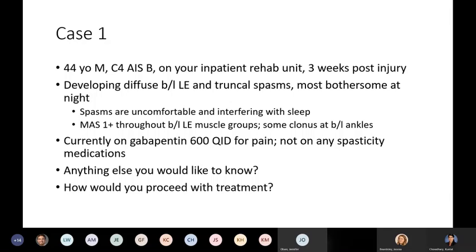So when you think about this patient, is there anything else that you'd like to know or want to look into, either in your assessment, physical or history, or in his chart? And what would you consider to proceed with treatment?